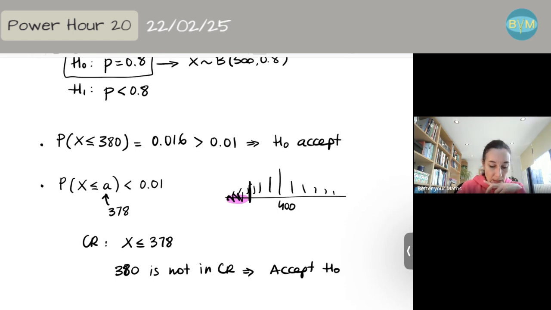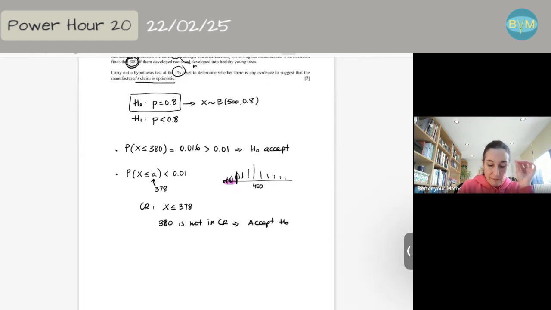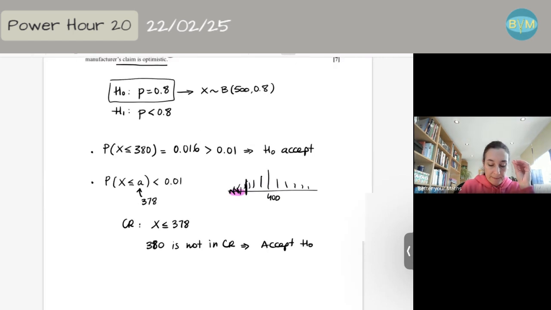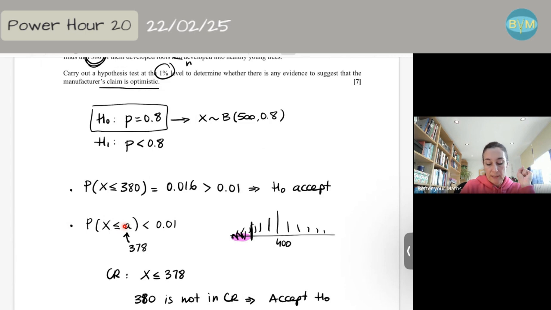And this is how we do the hypothesis test for binomial. When you have correlation, you are going to use this one only, so we are not going to use the critical region method for correlation. And for normal distribution, we can use both.